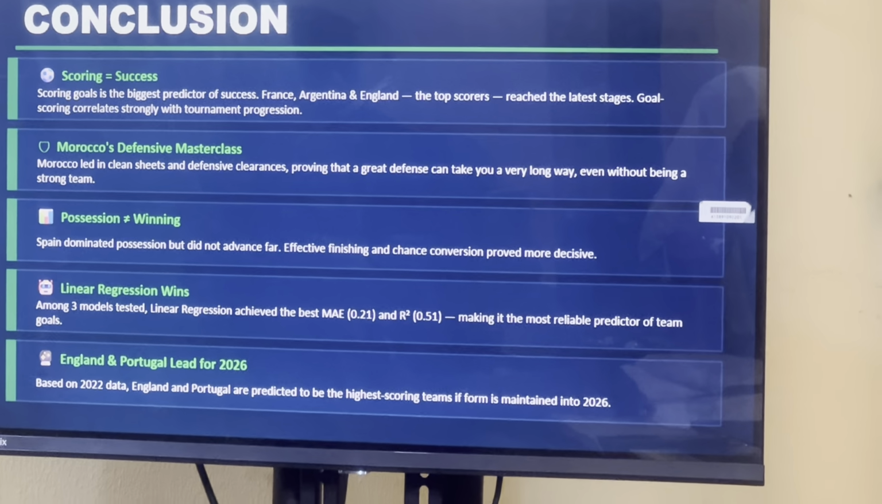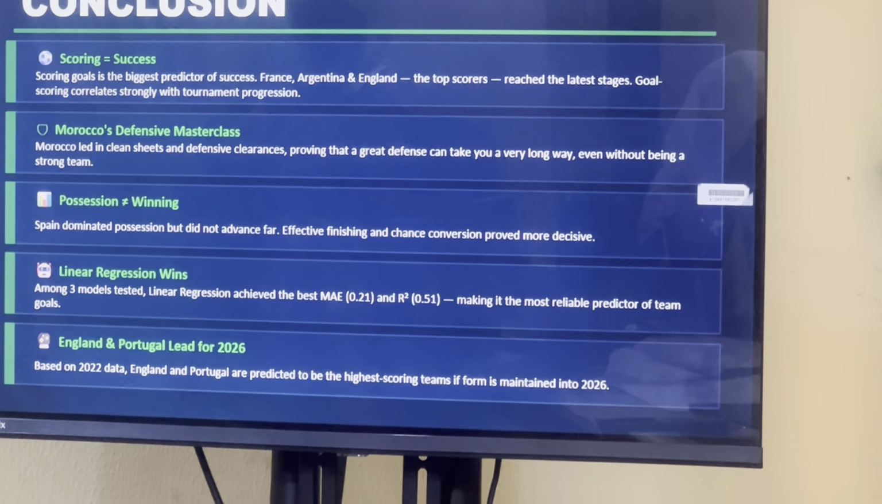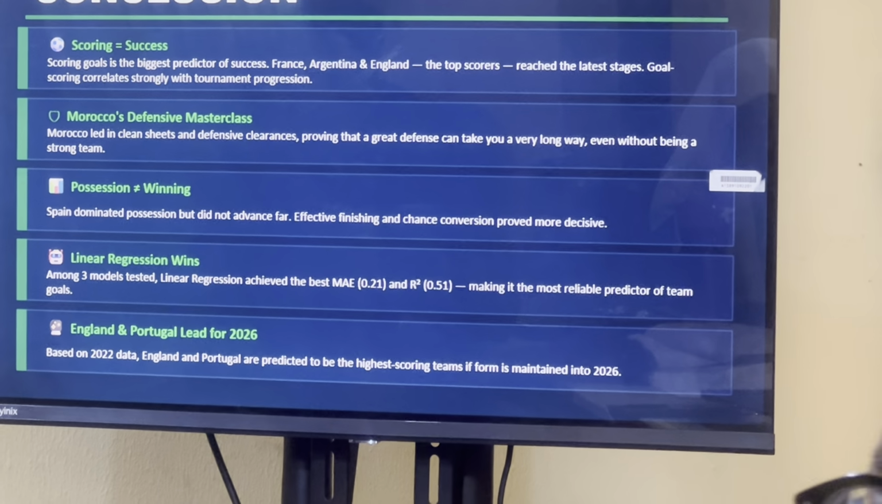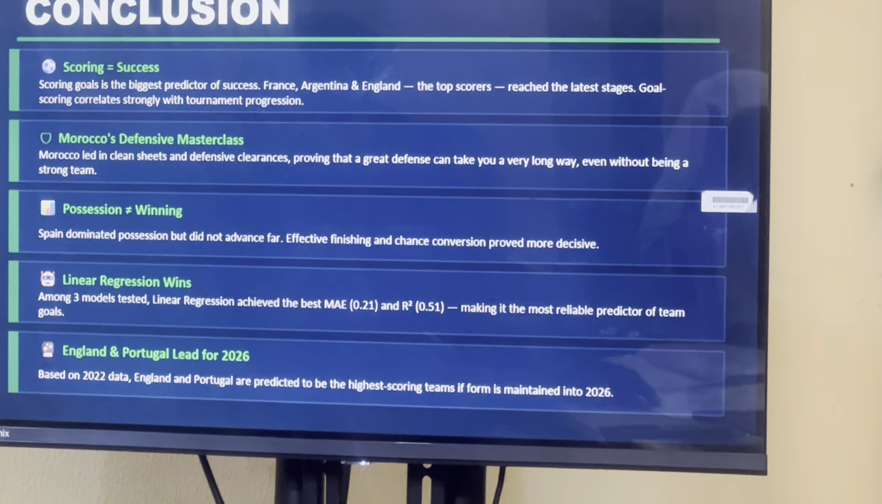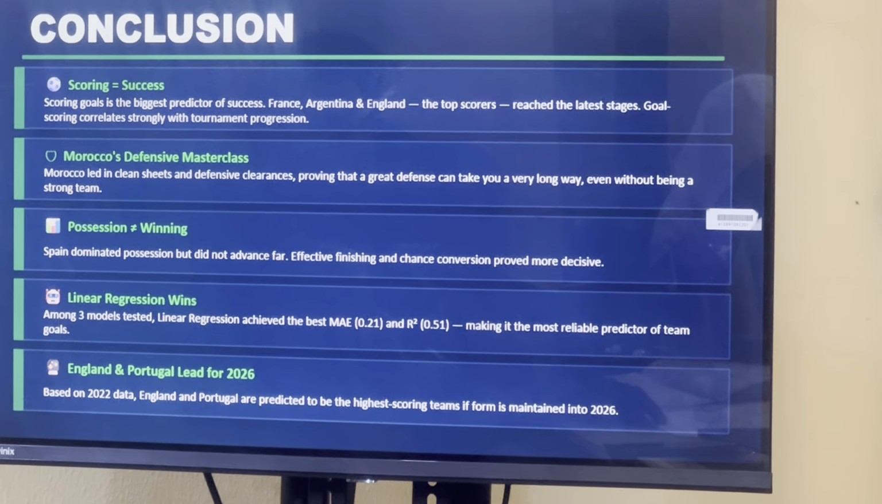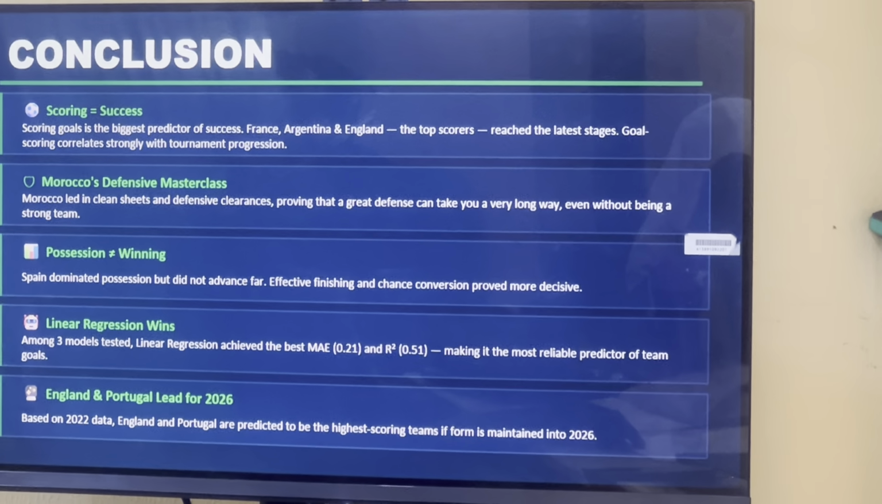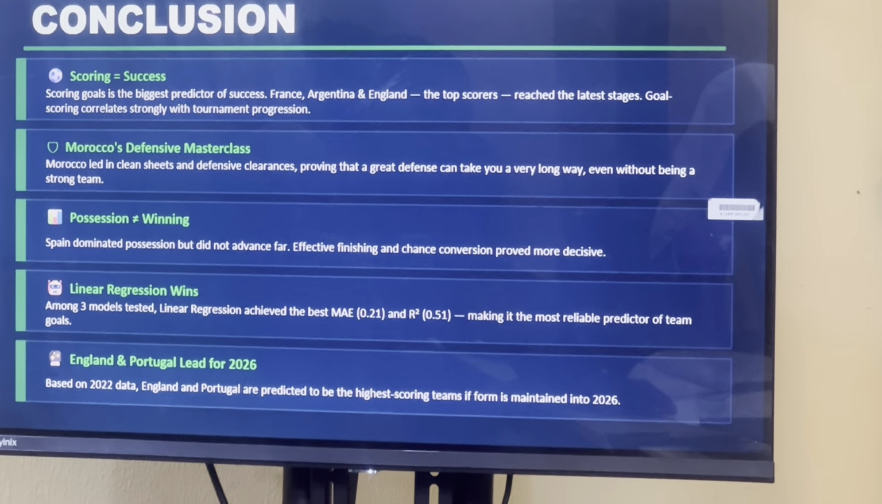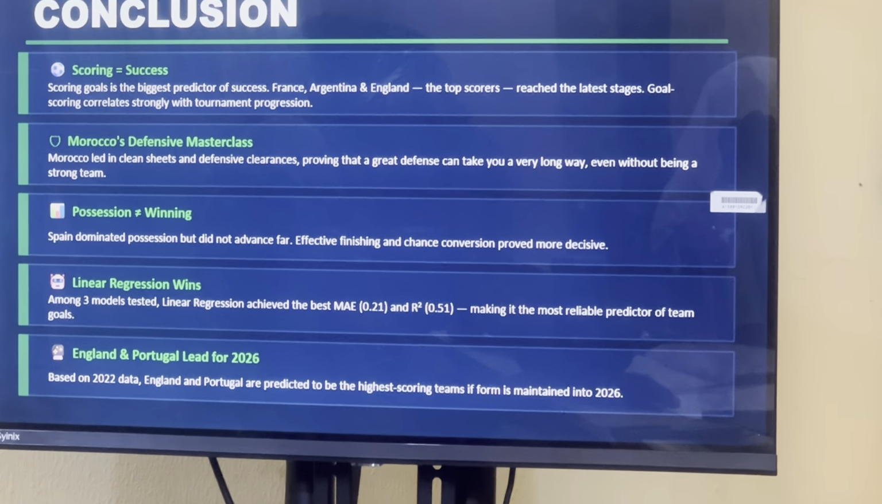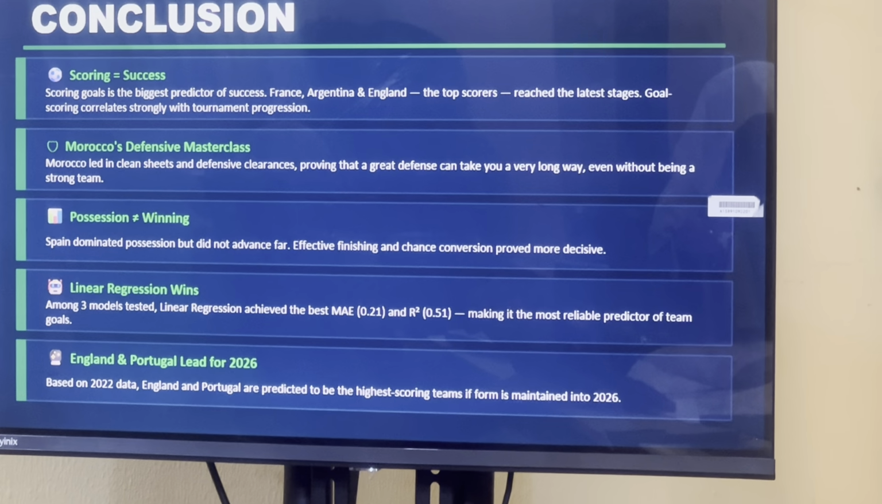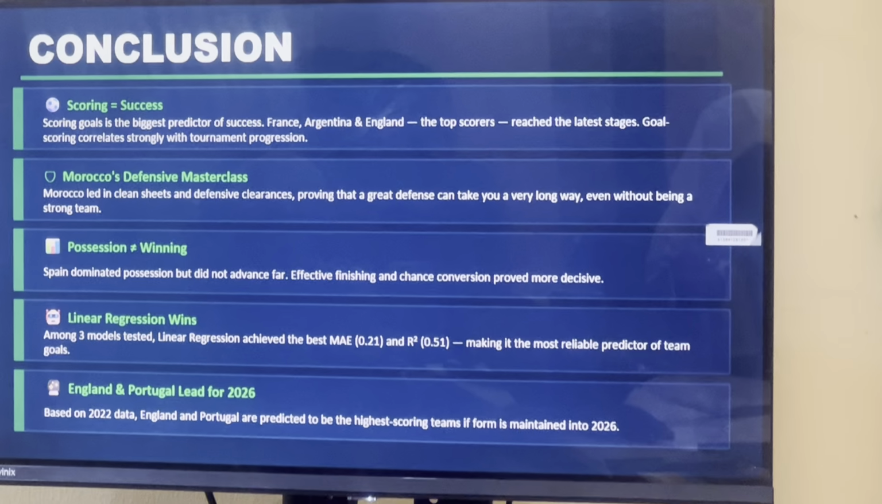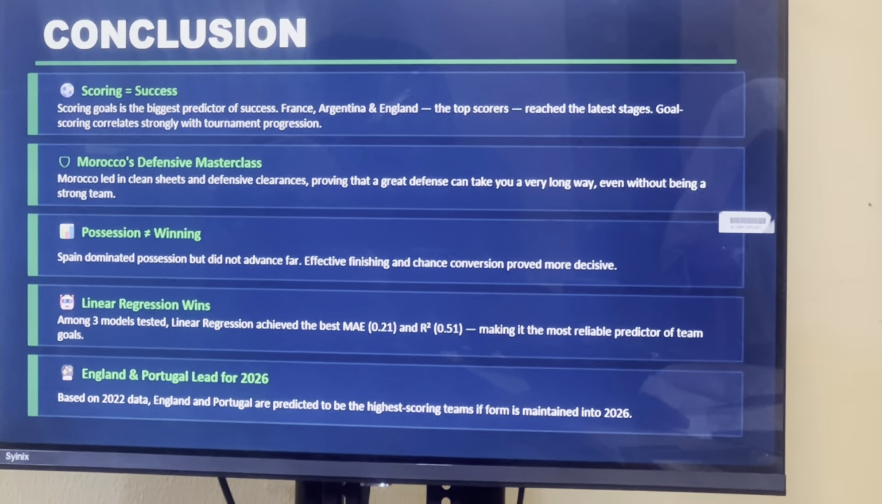And the next one is, out of all the models I use, linear regression is the best model, the most reliable predictor of team goals. And lastly, based on the 2022 data, England and Portugal are predicted to be the teams that are going to score the most goals, if they use the same squad and maintain the same form they had in 2022.